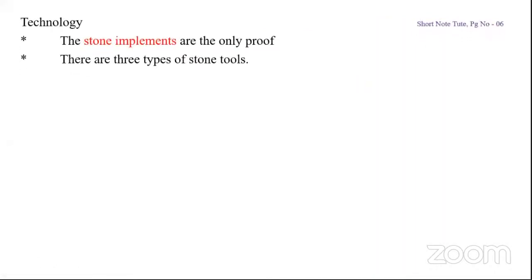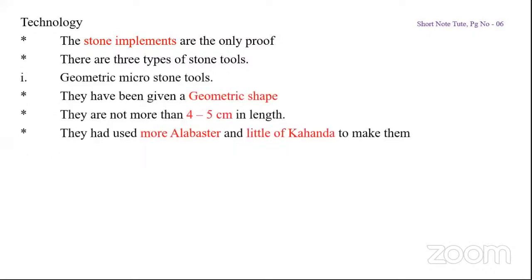Technology. To identify the technology, the only evidence we have is stone implements. Stone implements are the only things that we can use to know what these people were using. So there are 3 types of stone tools. What are the 3 types? Geometric micro stone tools.